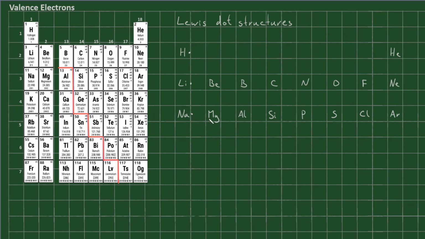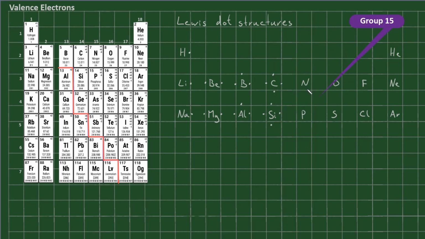What about group 2? Well, group 2 elements have 2 valence electrons. So here they are, 2 dots, one on each side. Group 3 has 3, so 1, 2, 3. Same thing for aluminium, 1, 2, 3, there we go. Group 4 has 4 valence electrons. So now I have 4 dots around the symbol.